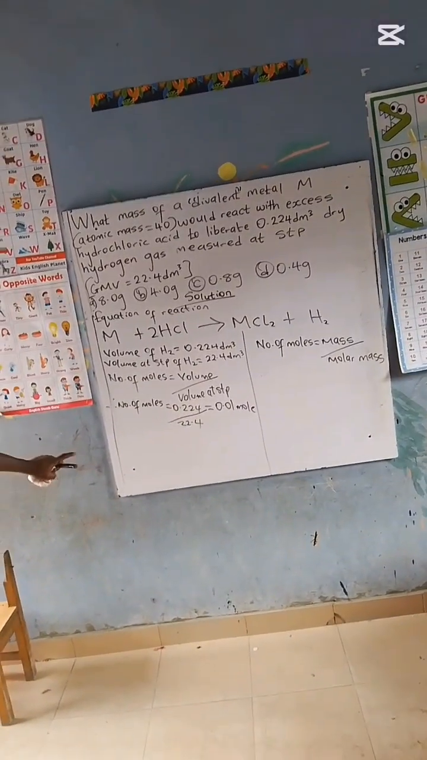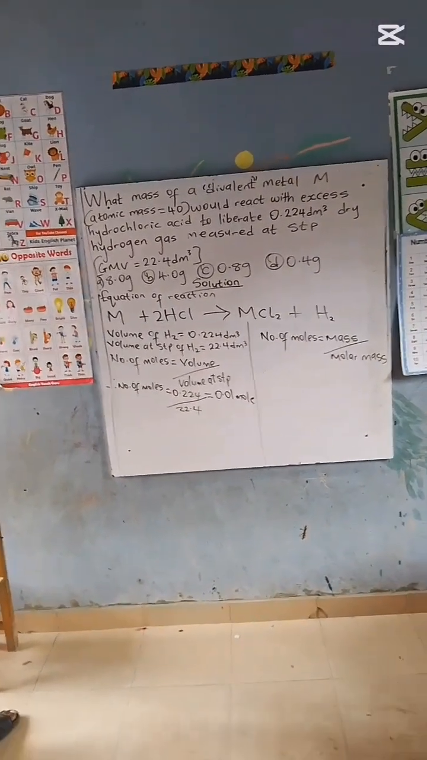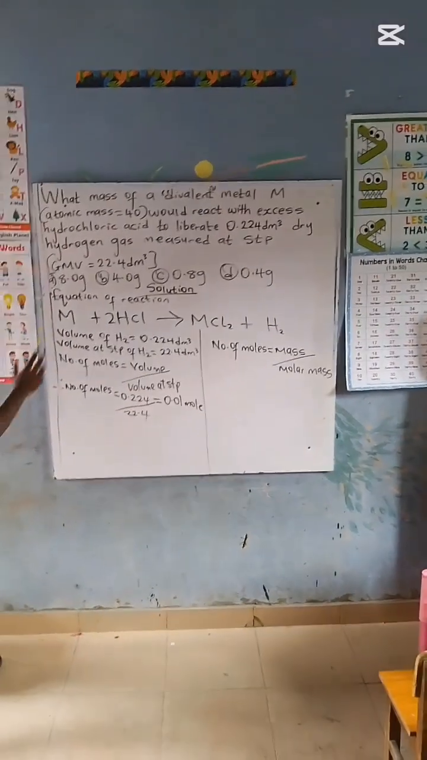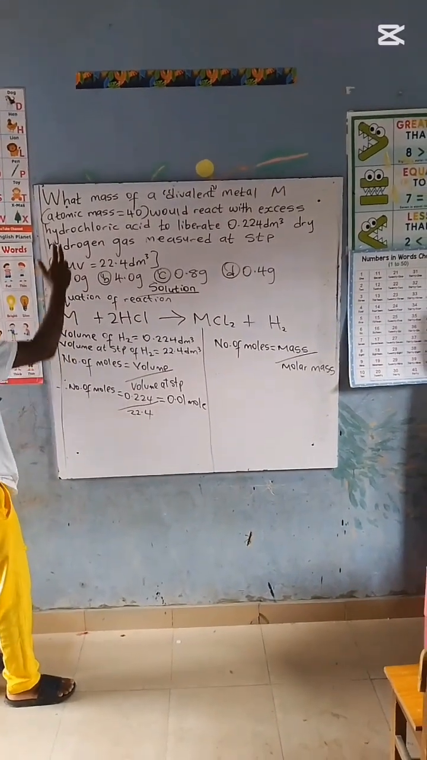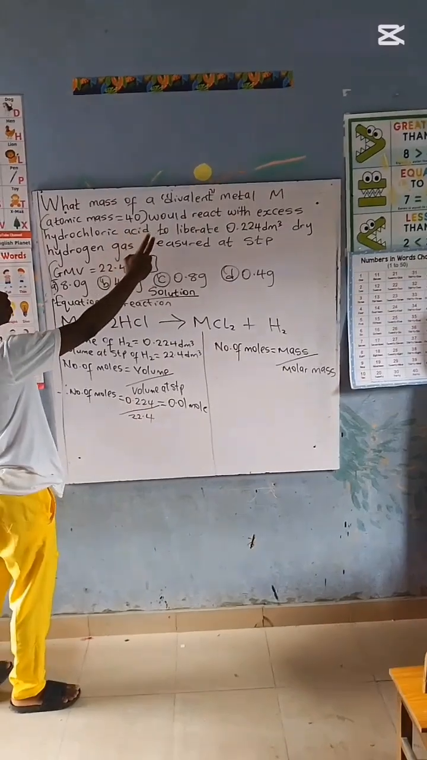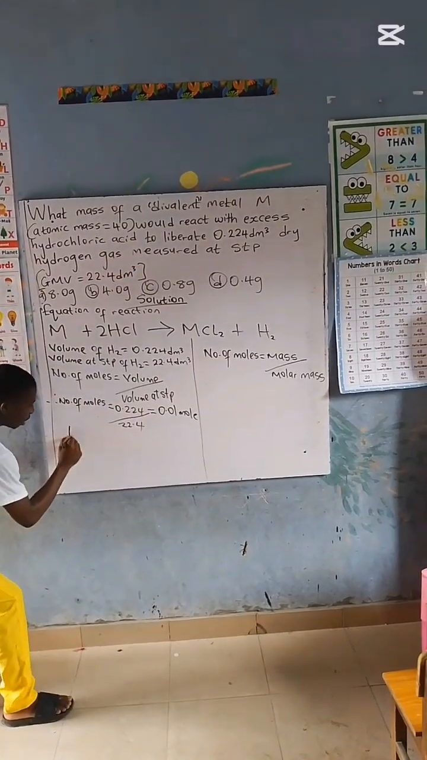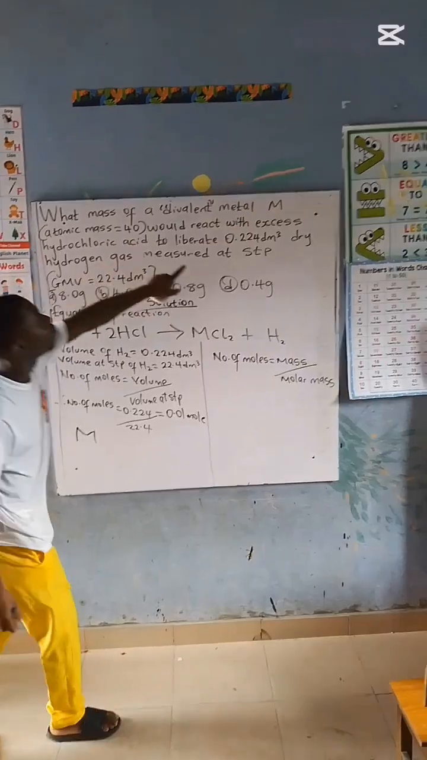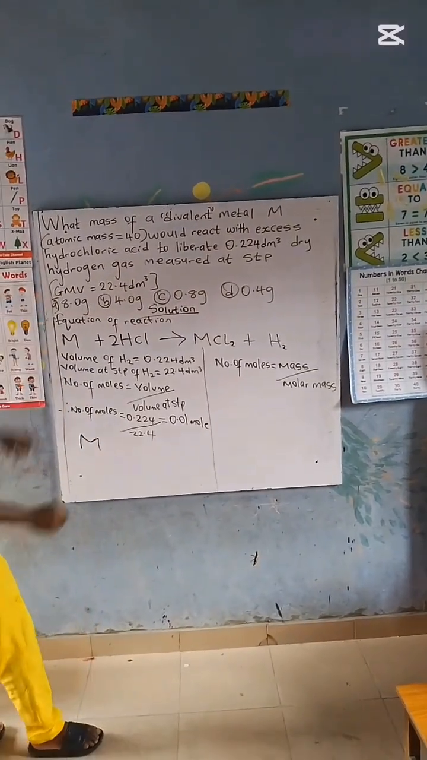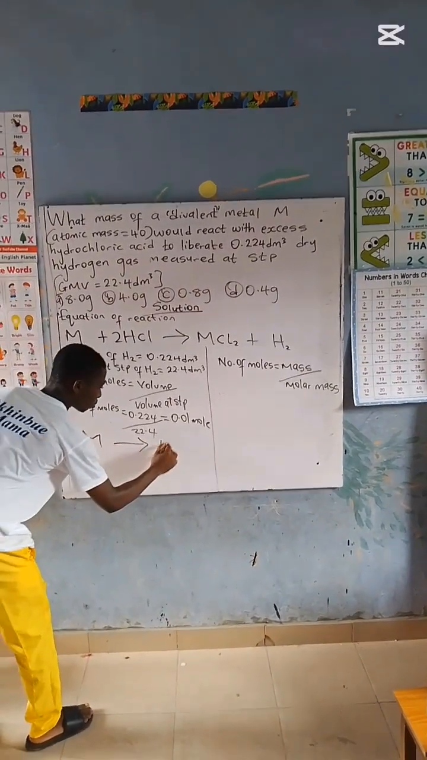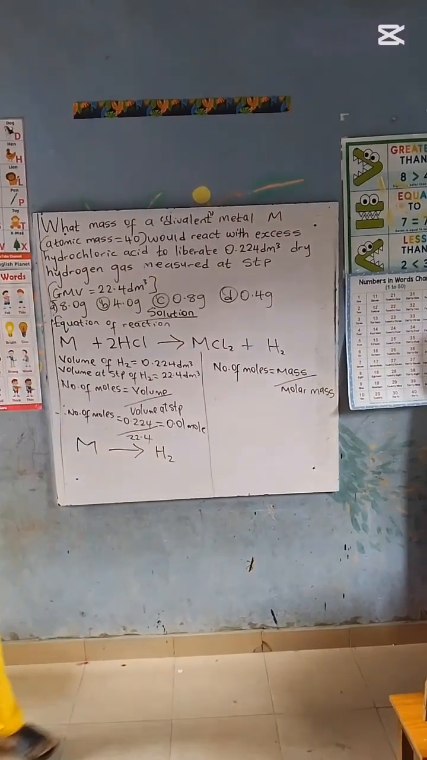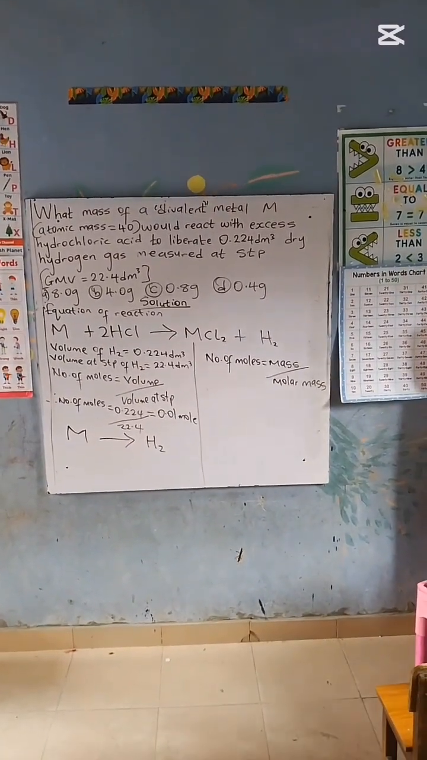Now, let's form a relationship. Now, questions like this, you bring out what the question is referring to. The question says, what mass of a divalent metal M would react with excess hydrochloric acid to liberate dry hydrogen gas? So it's dealing with these two: the divalent metal M and the hydrogen gas.